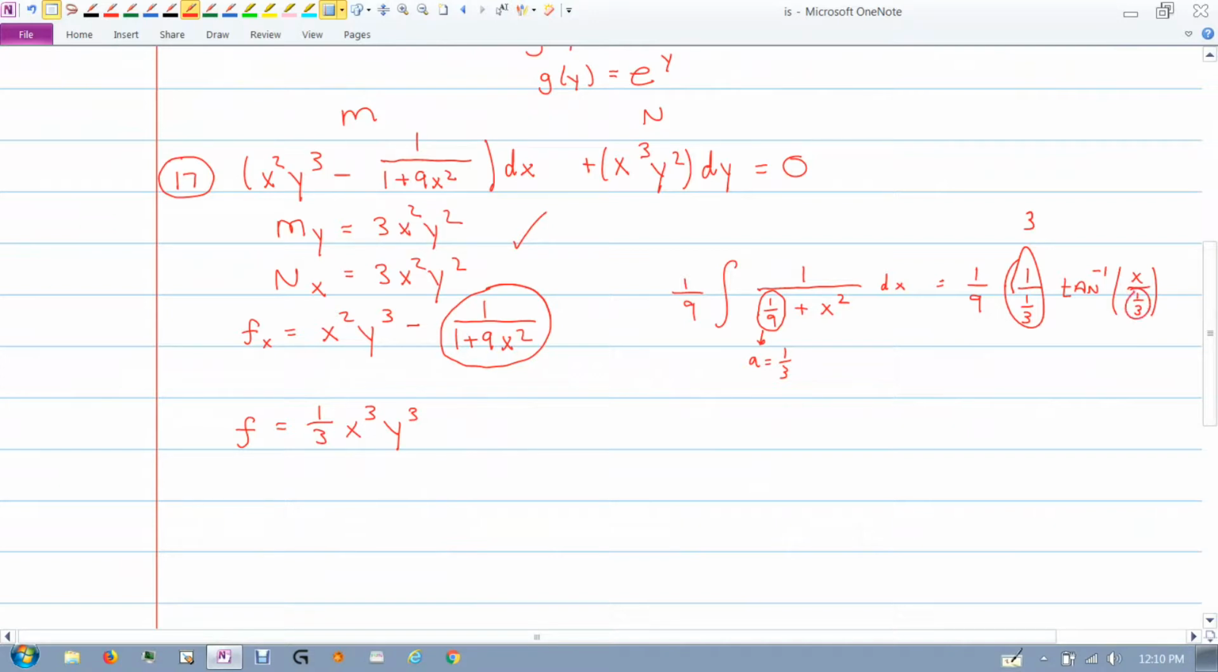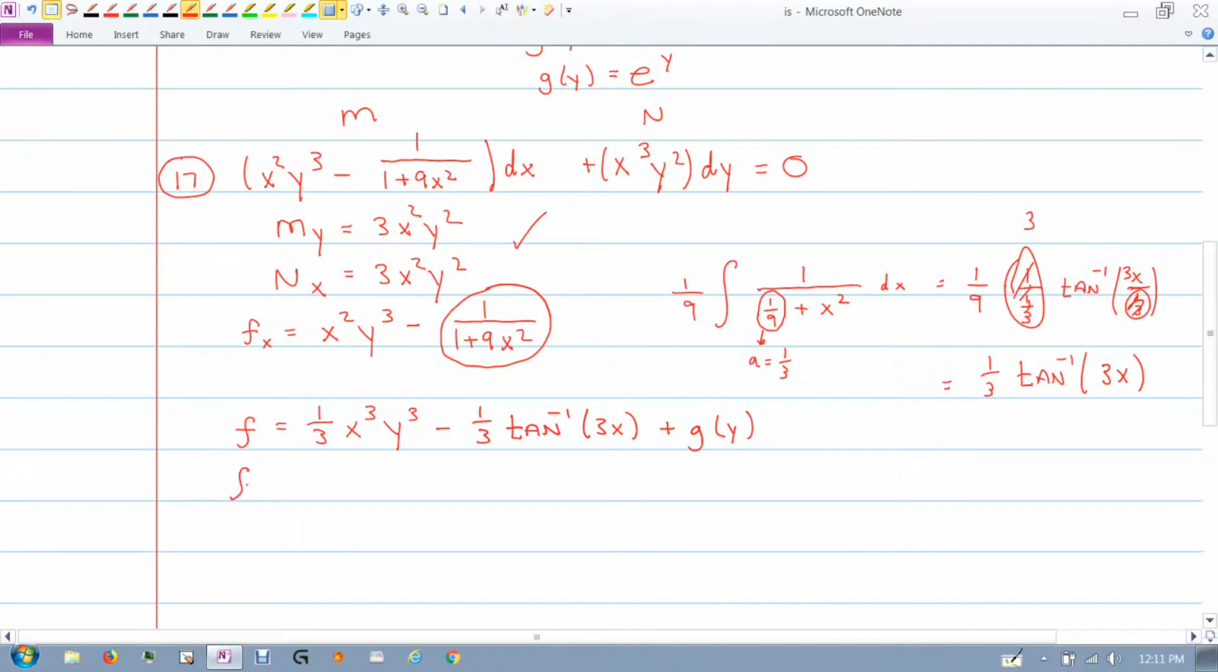And then this one over here, I'm just going to put a 3 up here instead. And then 1/9 of 3 is 1/3. So 1/3 arctangent of, oh, sorry, 3x. Okay, that is the antiderivative. So minus 1/3 arctangent of 3x. And then we have possibly some function g here.